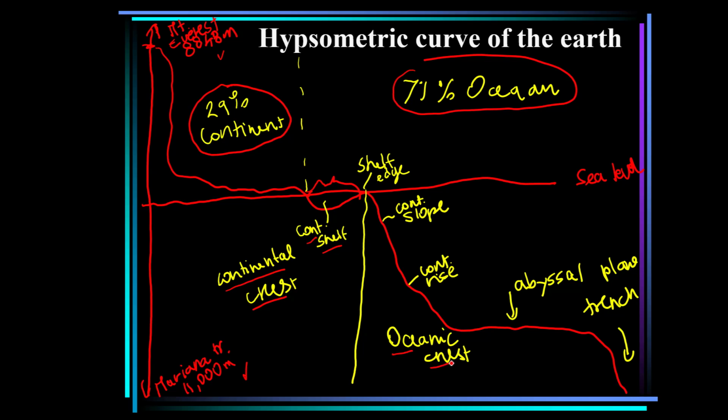Now, as we go down deeper into the ocean, we're going to have the continental slope, the rise, the abyssal plain, which is most of the ocean. It's about 5 kilometers deep. And then the trenches, of which Mariana is the deepest, as you know. So this here is what we call the hypsometric curve, and we're going to talk about all these places.